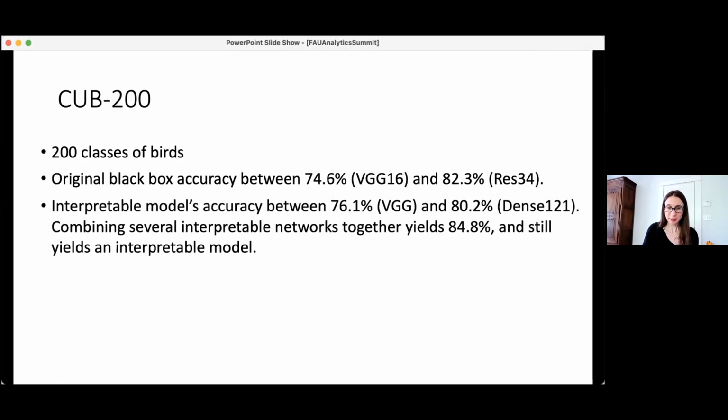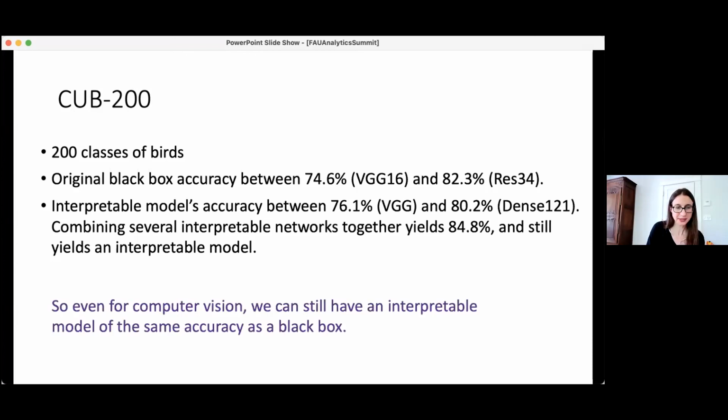And when we applied our technique on these black boxes, we got accuracy within the same range. So we're not losing accuracy because we're interpretable. But when we took our interpretable neural networks and put them on top of each other, we still got a network that's doing case-based reasoning, so it's still interpretable, and it got us an accuracy that was better than the black boxes. So, we're still not seeing any evidence, we're really not seeing any evidence at all that you have to lose accuracy when you have a deep neural network. So even for computer vision, we can still have an interpretable model of the same accuracy as a black box model.